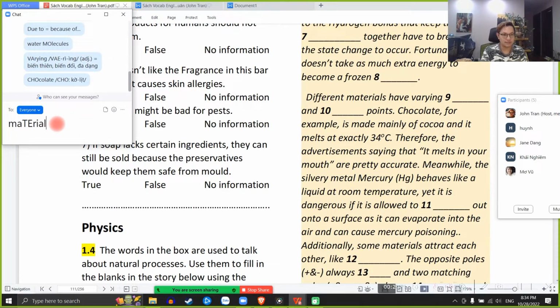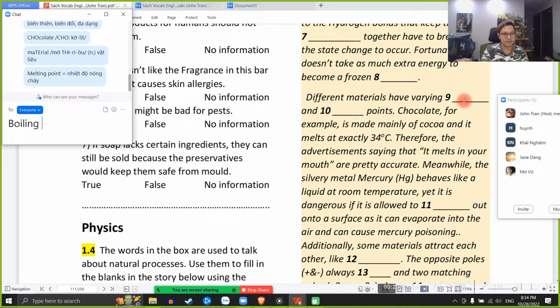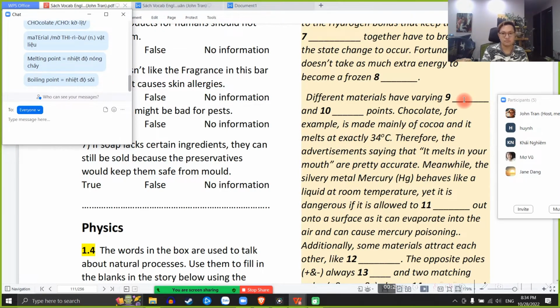Nhiều cái vật liệu khác nhau. Material là vật chất, vật liệu. Nó cũng có cái melting point, là nhiệt độ nóng chảy, and boiling point, nhiệt độ sôi, điểm sôi, điểm nóng chảy khác nhau. Chocolate, ví dụ đi, thì được làm phần đông là bởi cocoa, tức là cacao. And it melts at exactly 34 degrees Celsius. Therefore, vì lẽ đó, cái mẫu quảng cáo nói rằng it melts in your mouth are pretty accurate, tan chảy trong miệng, không chảy nước trên tay, thì khá chính xác đấy.